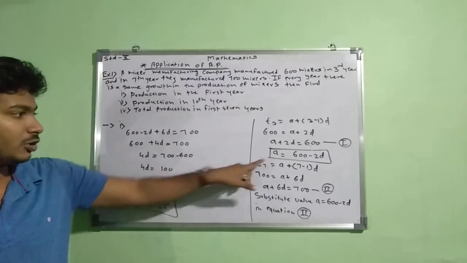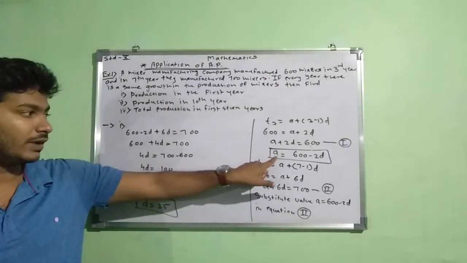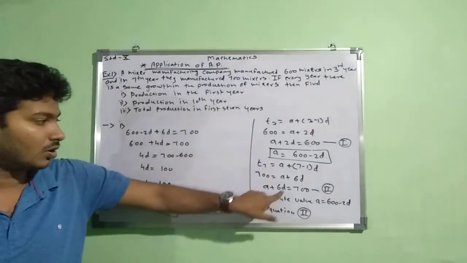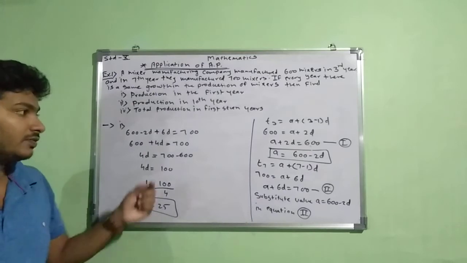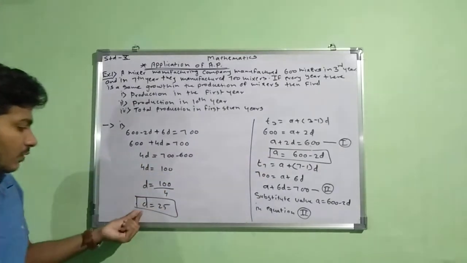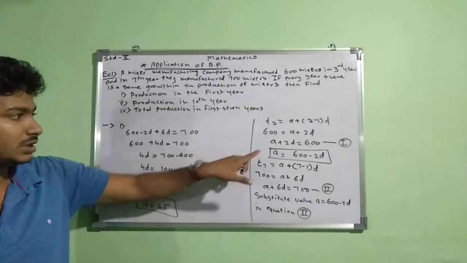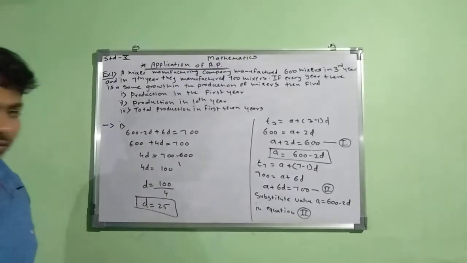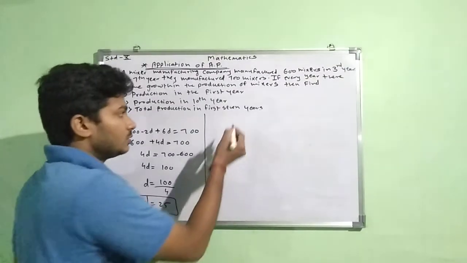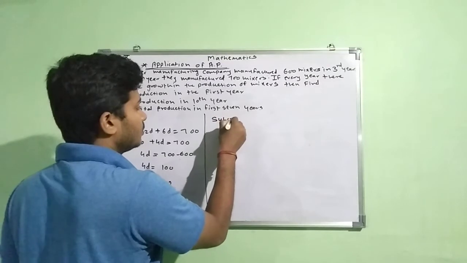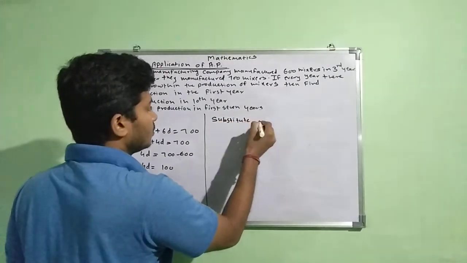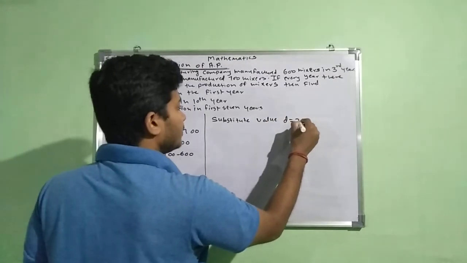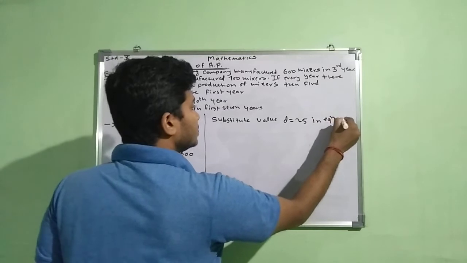Now we have to find that value of a, our aim is to find the value of a. So that value of d, if we substitute in any of the equations either in 1 or in 2, we will get the value of a. So now we will substitute that value of d in equation number 1. Okay. So now we will substitute value d is equal to 25 in equation 1.